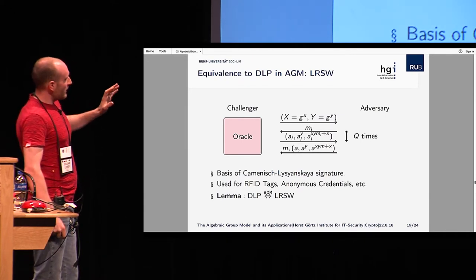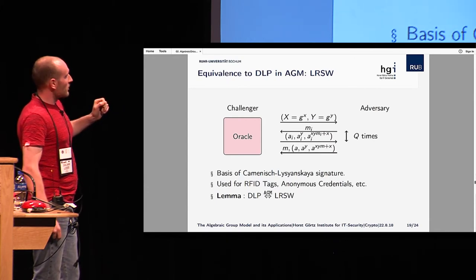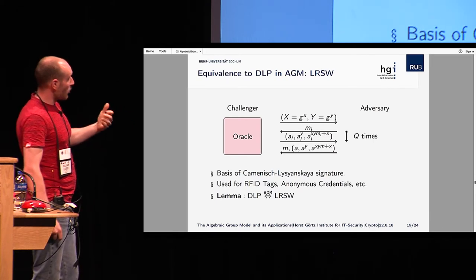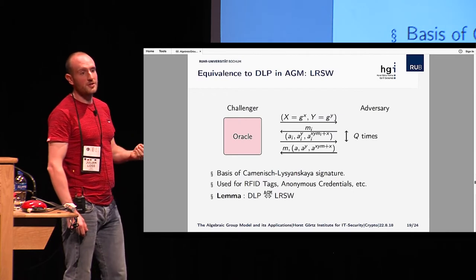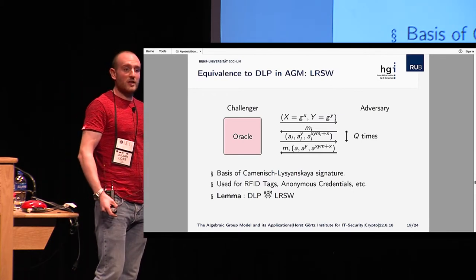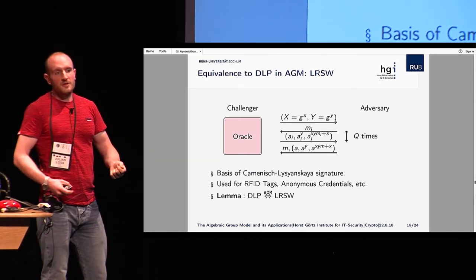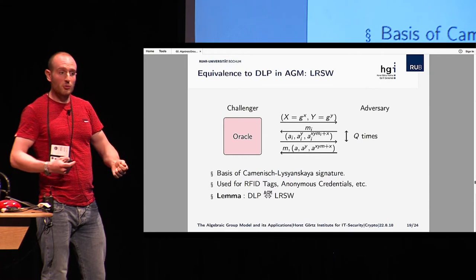So it doesn't really matter how this assumption works, but it's a very interactive assumption. The adversary in this assumption gets to query an oracle many times, and every time it queries this oracle, the oracle returns three group elements to the adversary. And finally, the adversary has to output, well, it's a signature game, basically. It has to output a forgery, which is also a group element.